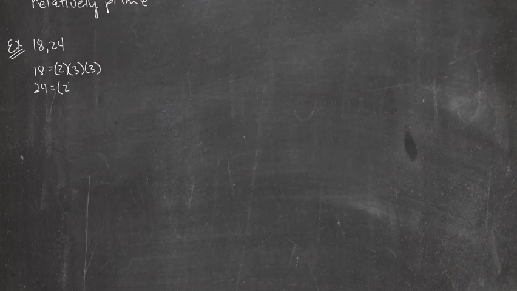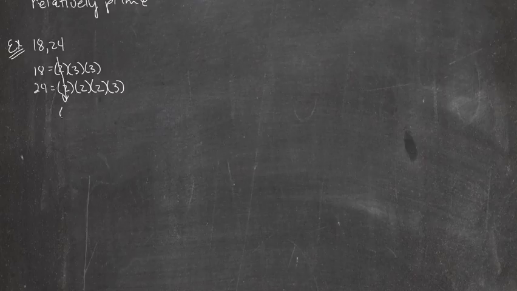24 divides by 2, leaving 12, which divides by 2, leaving 6, which divides by 2, leaving 3, and 3 is prime. Let me double check that. 2 times 2 is 4, times 2 is 8, and 8 times 3 is 24. So I know I have the right product of primes, and now I want to find shared factors.